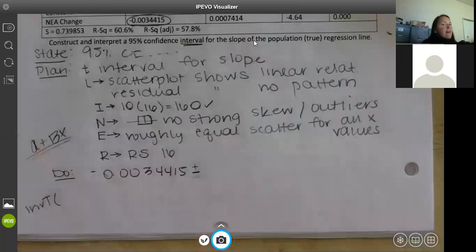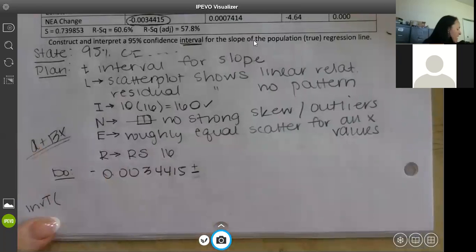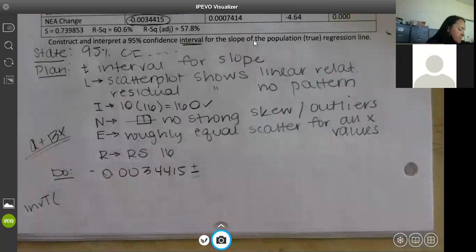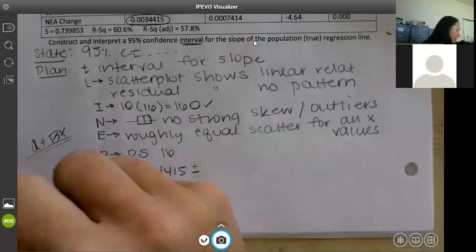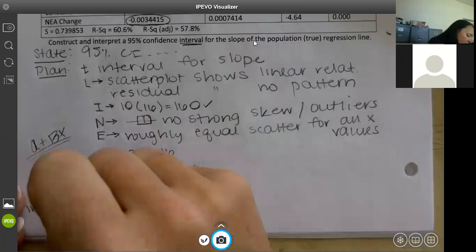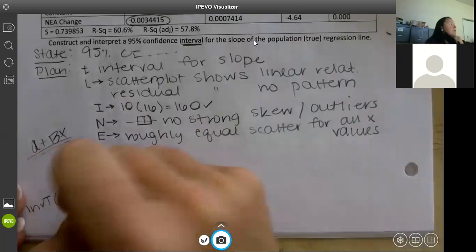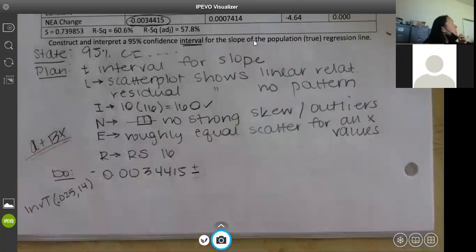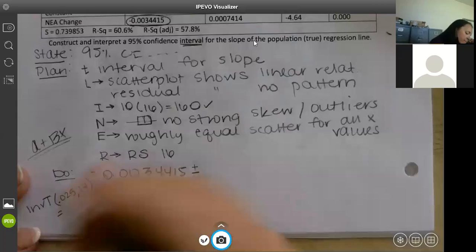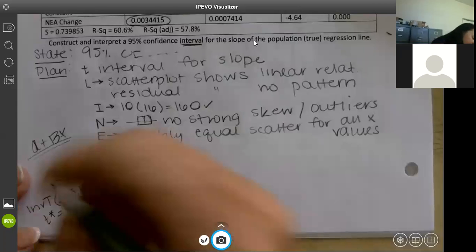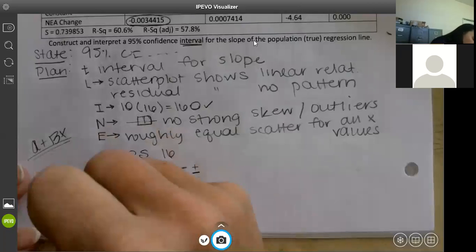We want 95% confidence. So what's our area for this? 0.25, degrees of freedom 14. Why is it 14? We do n minus 2. Anytime we're doing slope, linear regression is always n minus 2. Everything else is n minus 1. So when we do this in our calculator, our t star is going to be 2.145.